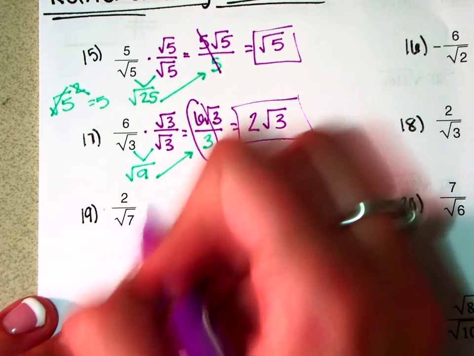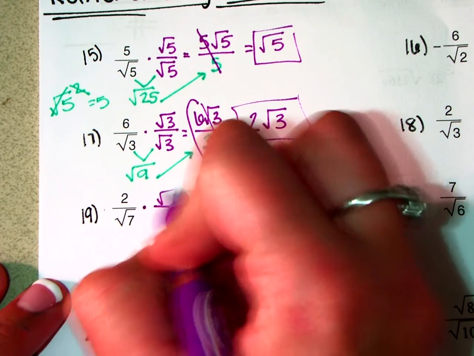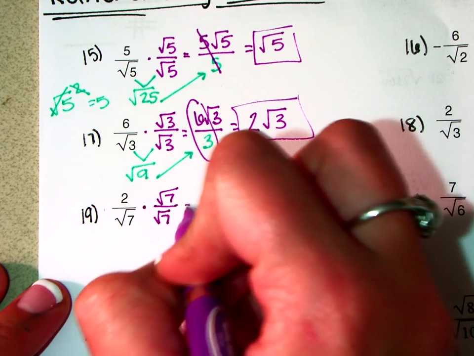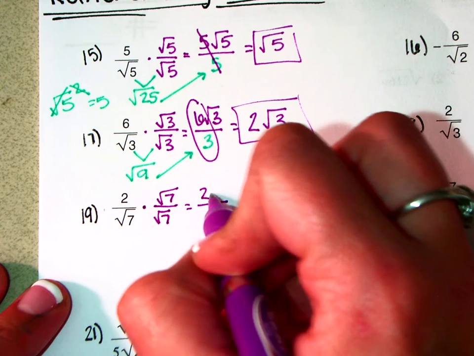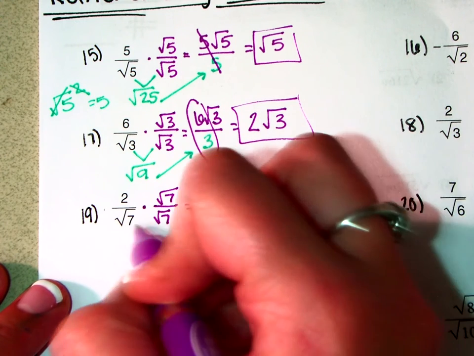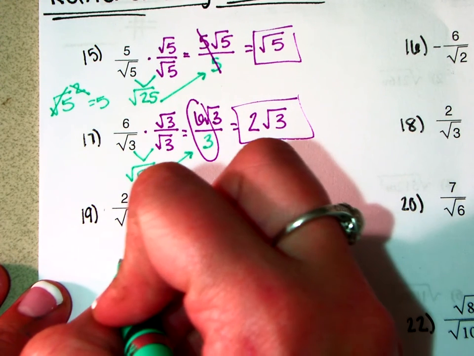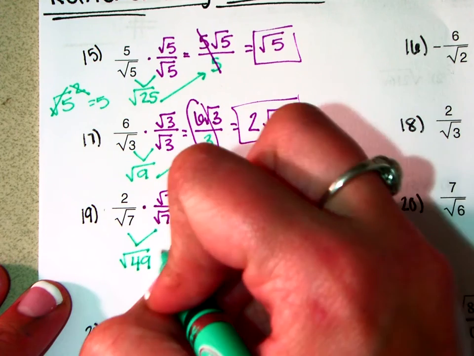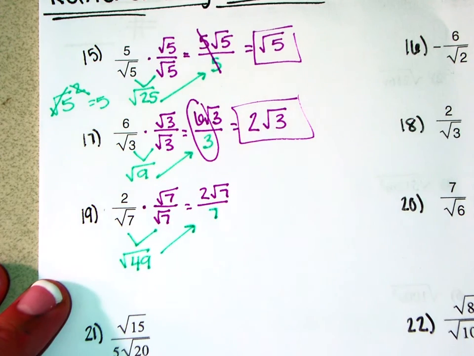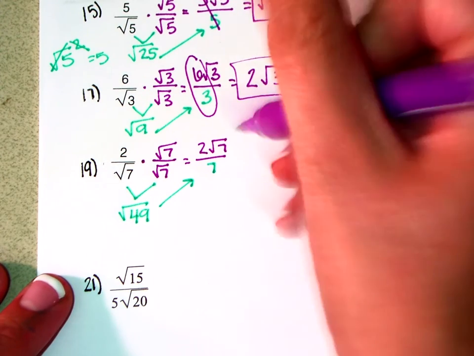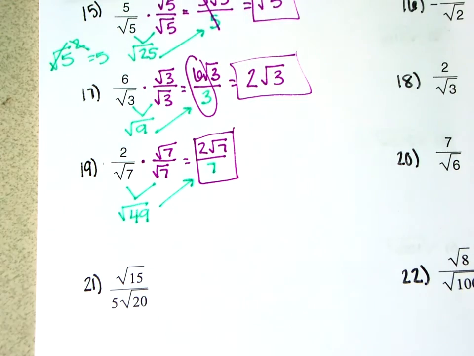All right, square root of 7, so I'm going to multiply top and bottom by square root of 7. 2 times square root of 7 is 2 square roots of 7. Again, underneath I have the square root of 7 times the square root of 7, which is the square root of 49. The square root of 49 is 7. I can't reduce 2 and 7, so this is my final answer.